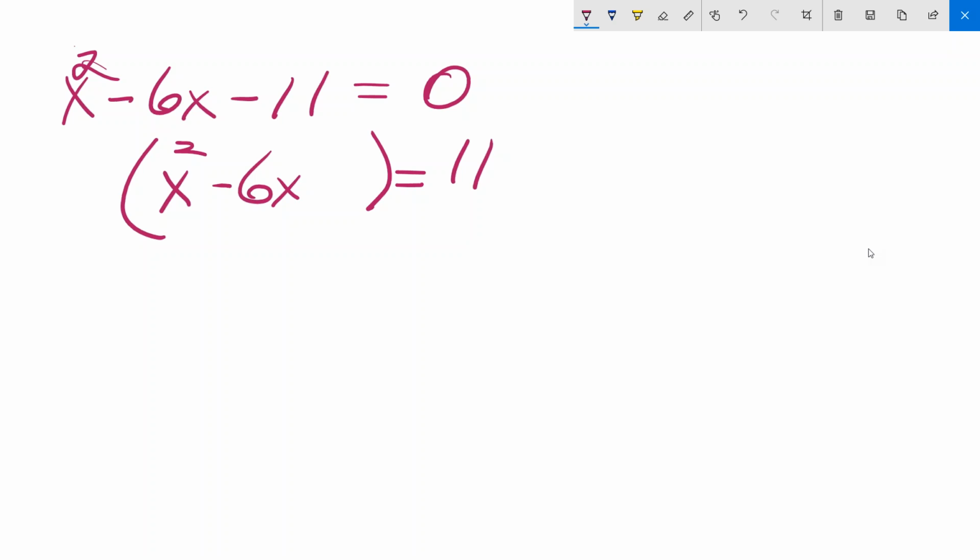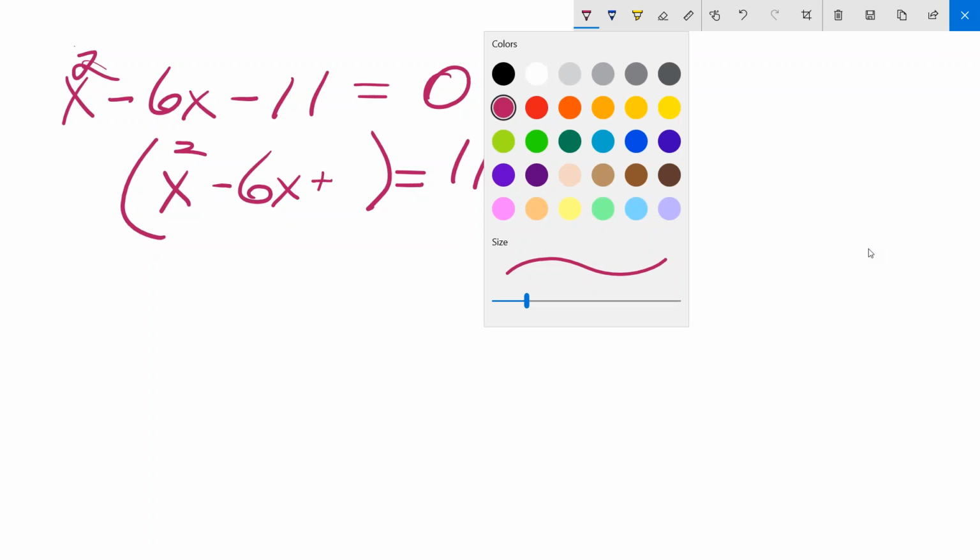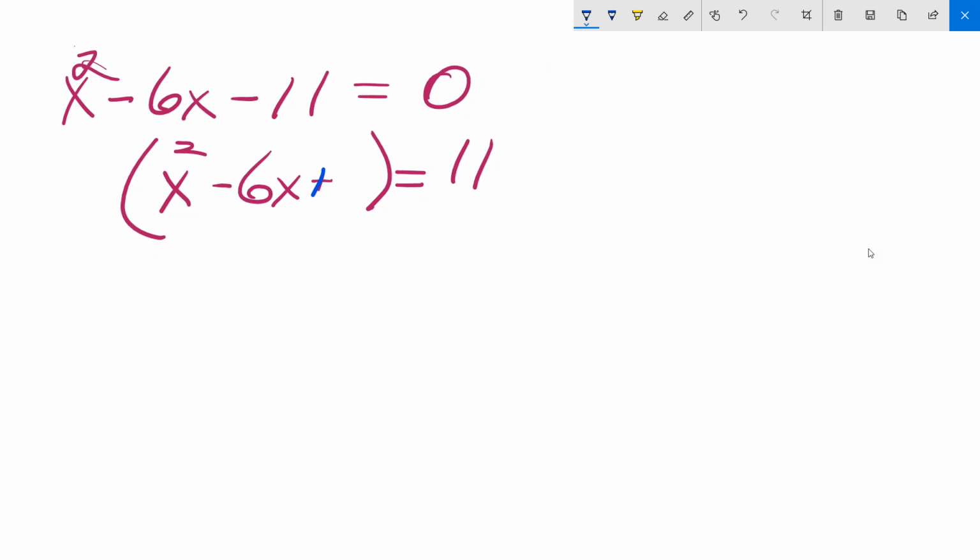No. You take half of the coefficient of the x term and square it. So it'd be 3 squared? Yeah, and it's always added. Okay. And when you add that to the left side of the equation, you have to balance it out by adding an equivalent amount to the right side.